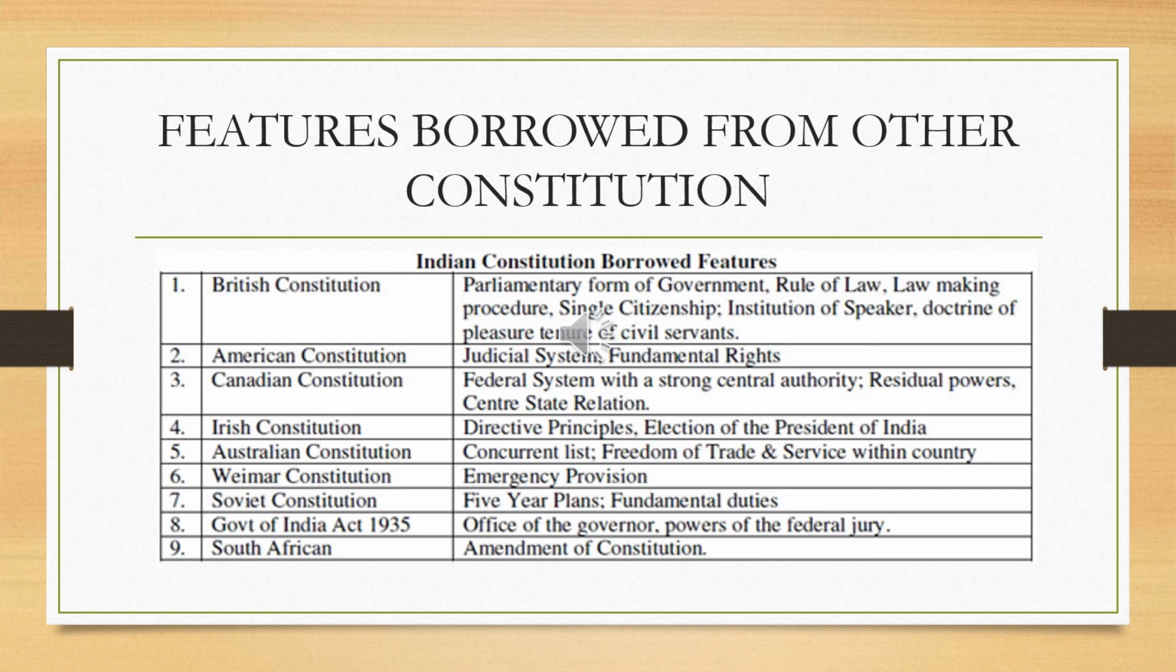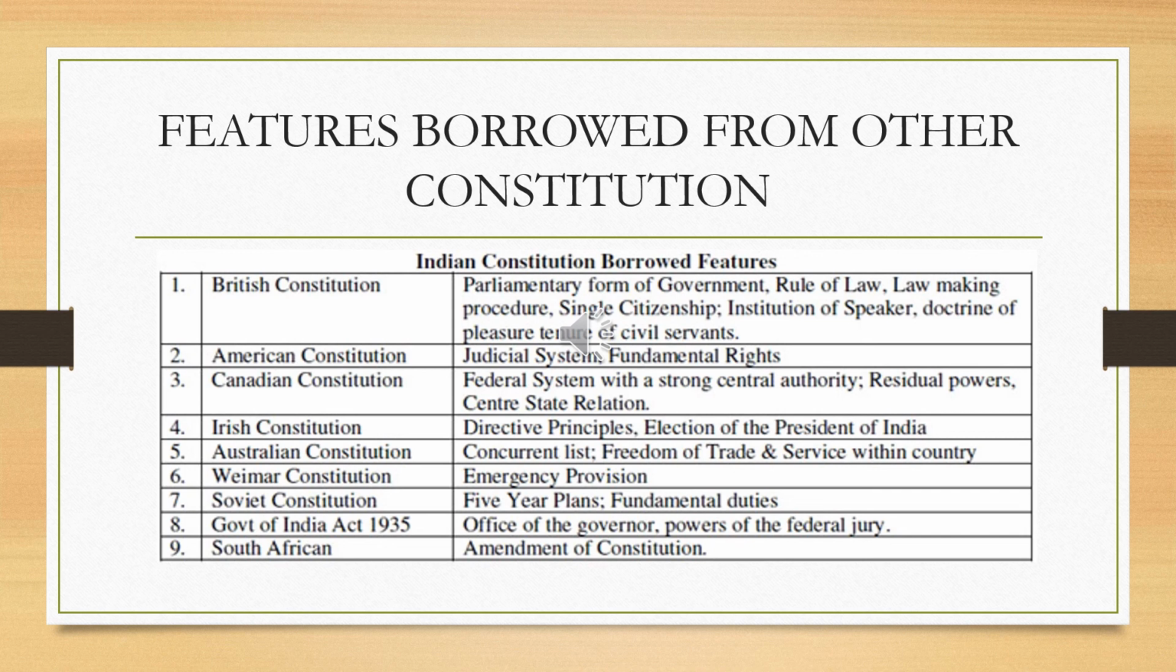From the Irish constitution, we borrowed directive principles of state policy and the election of the president of India. Now, directive principles of state policy are not enforceable by law. Next one, from the Australian constitution, we borrowed the concurrent list and freedom of trade and service within the country. Now, what do you mean by concurrent list? Actually, India is a federal country. Three lists are there. Union list: the items in the union list are dealt with by the central government. State list: these items are dealt with by the state government. And concurrent list, where both central and state can interfere.